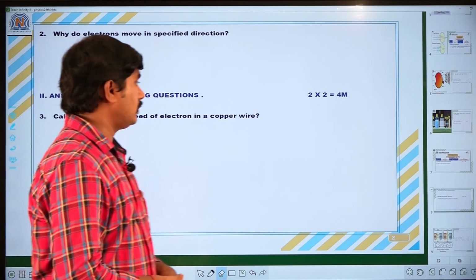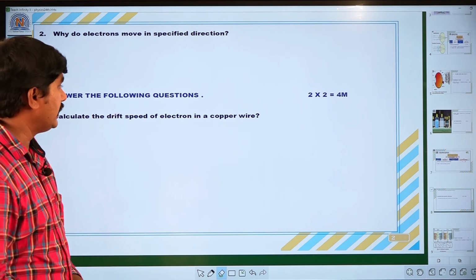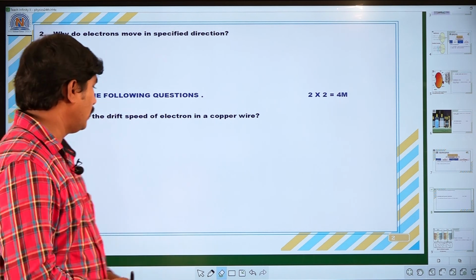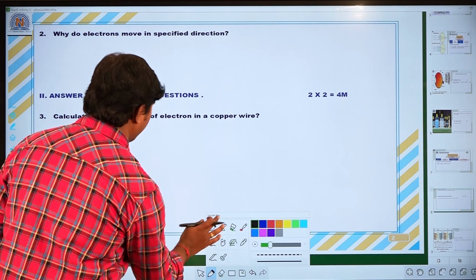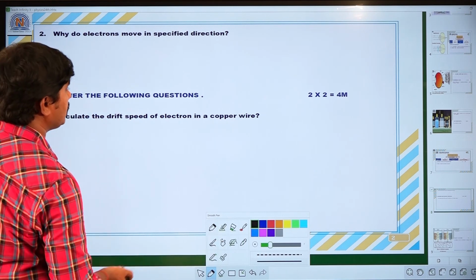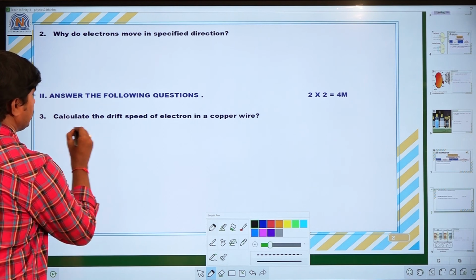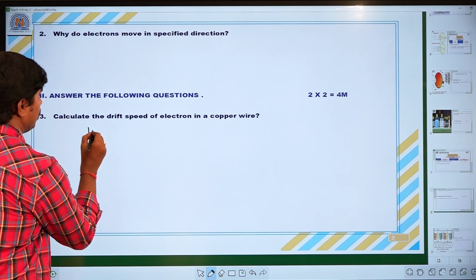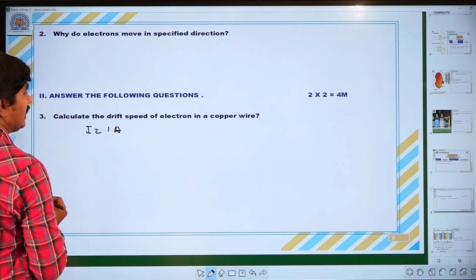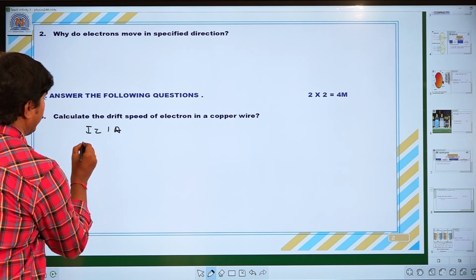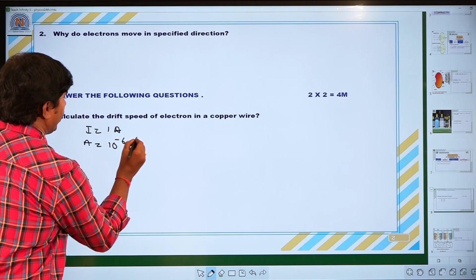Next, go to the third question. What is the question here? Calculate drift speed of electron in copper wire. Yes, this is the problematic question. See that, here you should calculate the drift speed of electron in this copper wire. Here, for the current in the circuit, you should take 1 ampere, and the wire area you should take 10 power of minus 6 meter square.